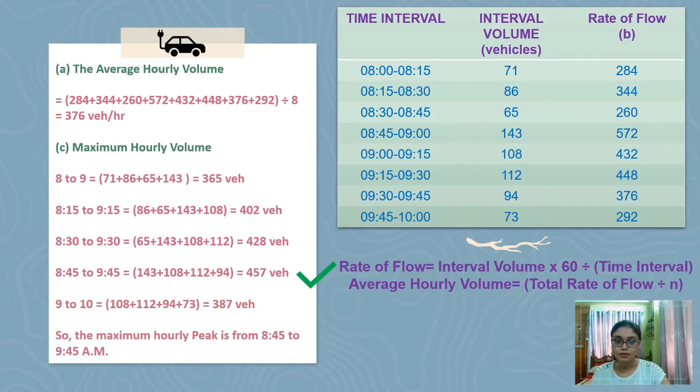So for part C, which is the maximum hourly volume, we have 5 cases to consider here. The first one is from 8 to 9 am, followed by 8:15 to 9:15, 8:30 to 9:30, 8:45 to 9:45, and lastly 9 to 10 am. So after calculating the maximum hourly volume for all the time intervals, we are able to see that the data set for 8:45 to 9:45 is the maximum in our case, which is 457 vehicles.